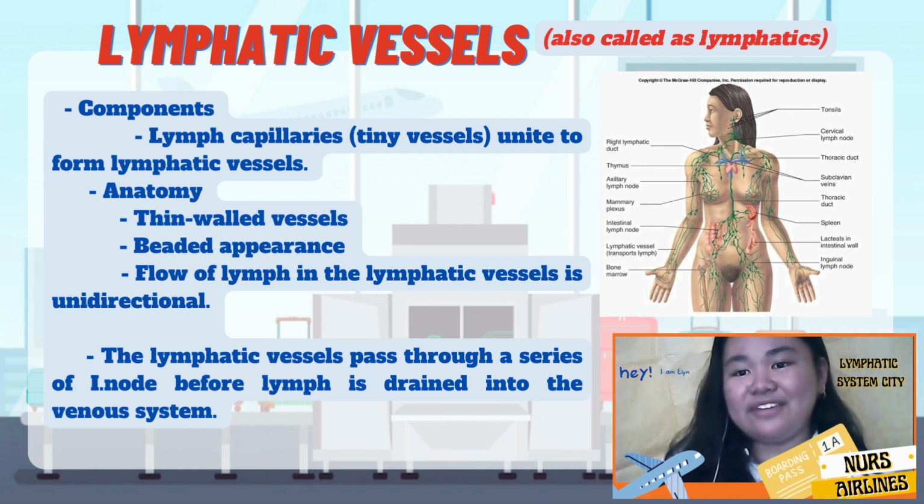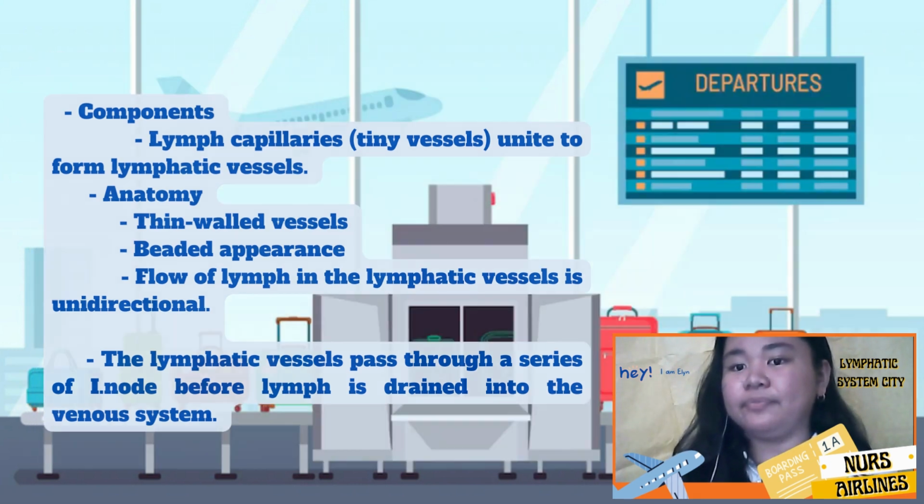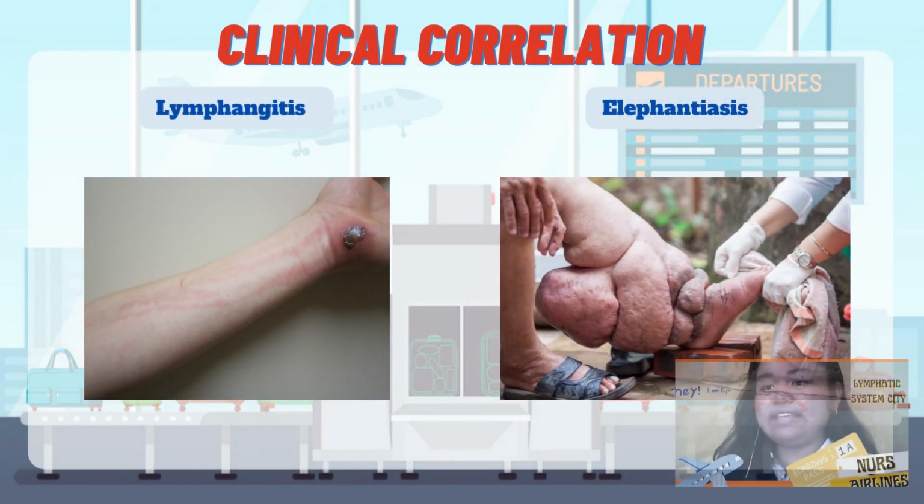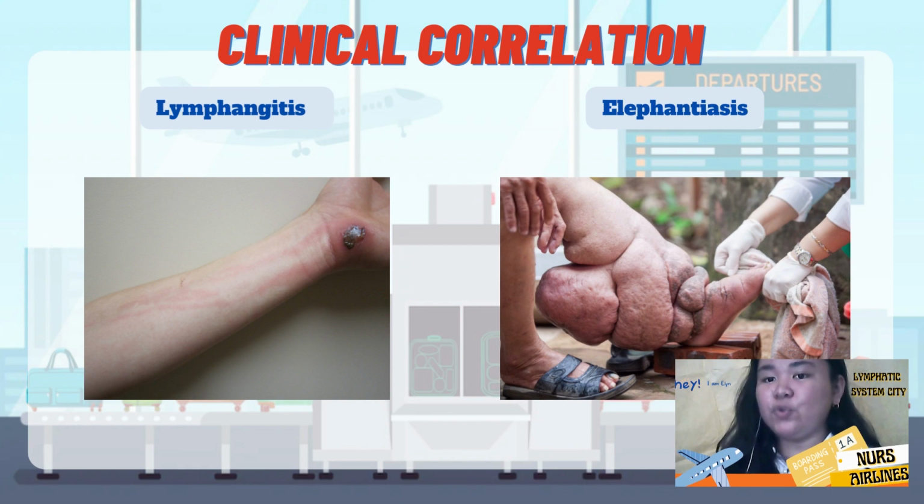The lymphatic vessel passes through a series of lymph nodes before the lymph is drained into the venous system, that refers to your network of veins and the way your veins connect with other blood vessels and organs throughout your body. What to expect from clinical correlation? Lymphangitis and lymphatic filariasis are two major examples of clinical correlation that will be discussed later on in the next report.